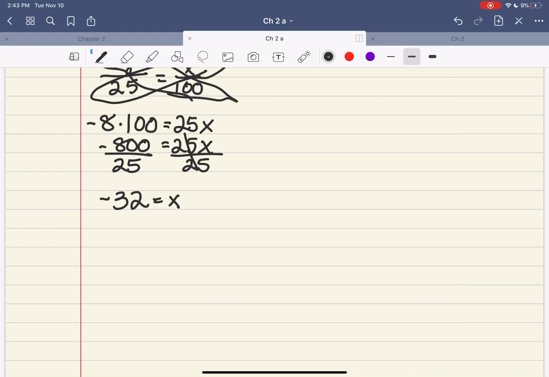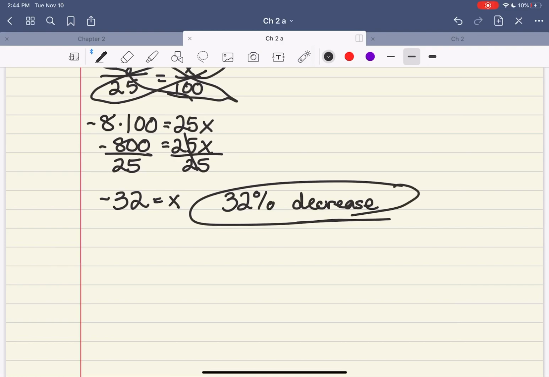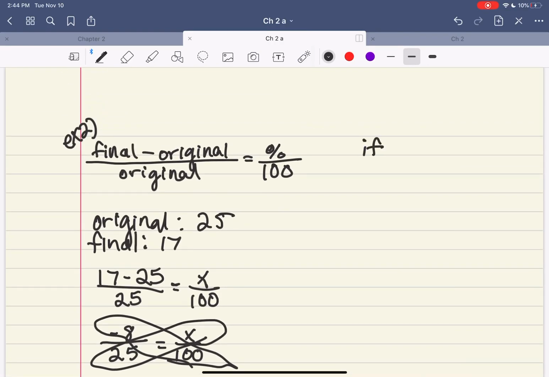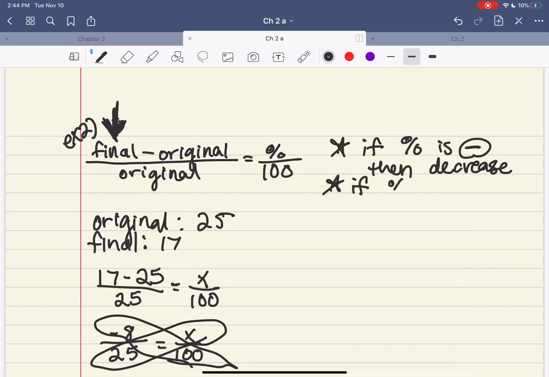Okay, so what does this mean? This means we have a 32% change. And you know that this is actually a percent decrease problem. The way that you will be able to tell, if you use that model every time, is if you have a negative number, if the percent is negative, then it's a decrease. But you have to make sure that you put the final first, otherwise it's not going to work. So then, on the other hand, if your percent is positive, then you know that it's a percent increase. Okay?